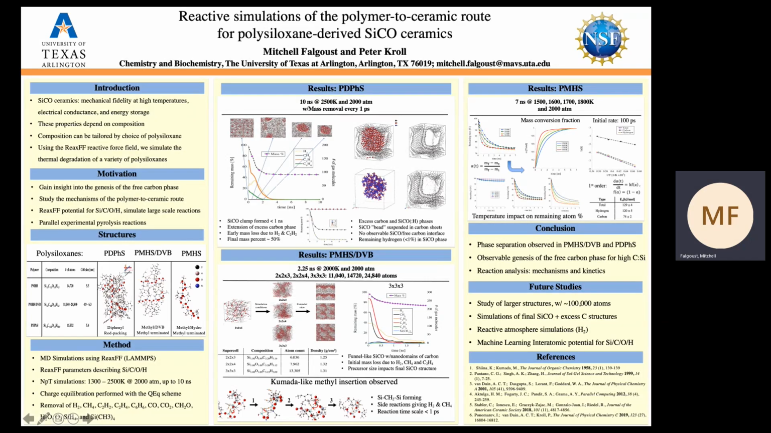For PMHS and DVB, we look into the size effects in which we see that beyond a critical size, you see a different SiCO structure. You can see a funnel type structure for the 2x2x4 and 3x3x3 models, and you see more of sheets in the smaller model. And then we also observe some reactions which occur, atomistic reactions specifically.